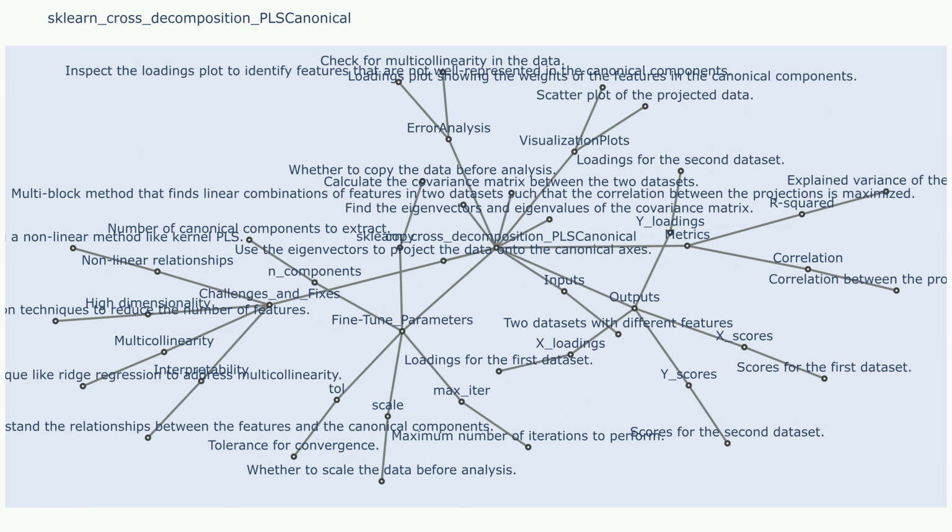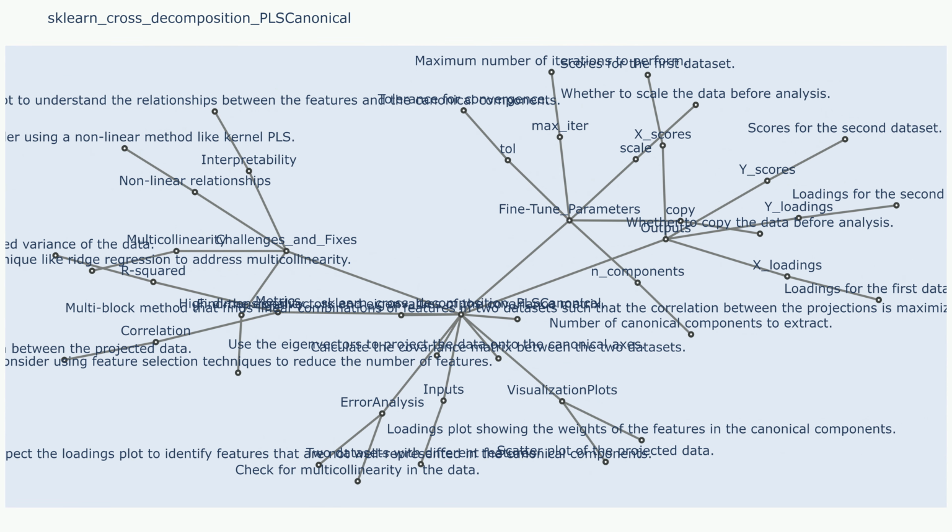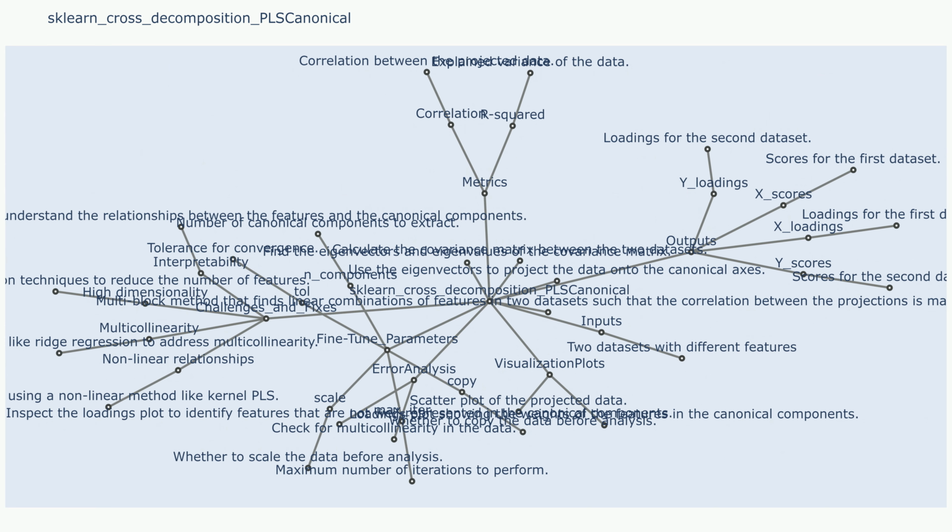Fine-tune parameters: n_components, the number of canonical variates to extract. Scale, whether to scale the data before performing the analysis. Copy, whether to copy the data before performing the analysis. Uncertainty methods: Bootstrapping. This method can be used to estimate the uncertainty in the canonical correlations and loadings.